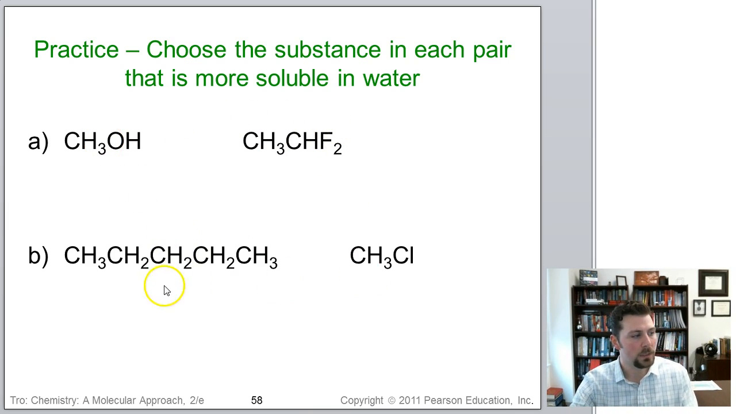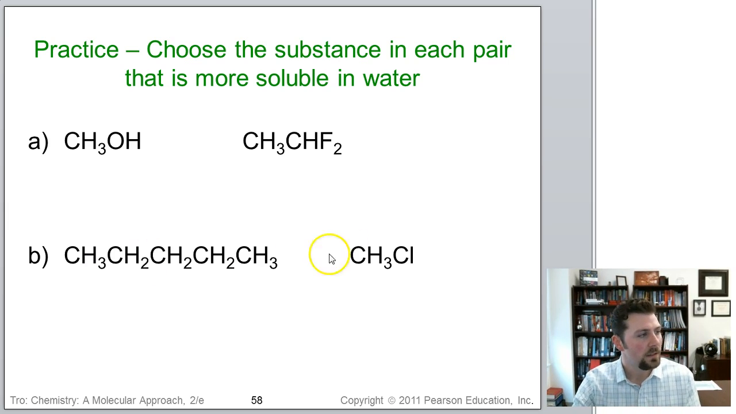How about this bottom one? Notice a long chain. 1, 2, 3, 4, 5. This is pentane here. And we have this molecule, which has 1 chlorine and 3 hydrogens. So this one's long, has a lot of surface area, has a high dispersion force, but it's nonpolar. That means it's not going to mix with water. And it doesn't have hydrogen bonding.